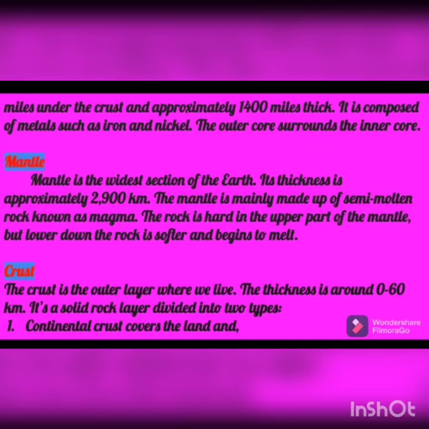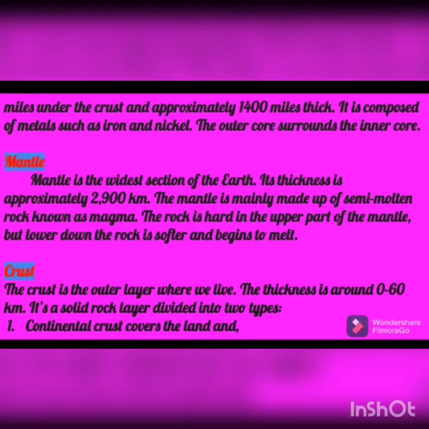Then the second layer is the mantle. The mantle is the widest section of the Earth. Its thickness is approximately 2,900 kilometers. The mantle is mainly made up of semi-molten rock known as magma. The rock is hard in the upper part of the mantle, but lower down the rock is softer and begins to melt.